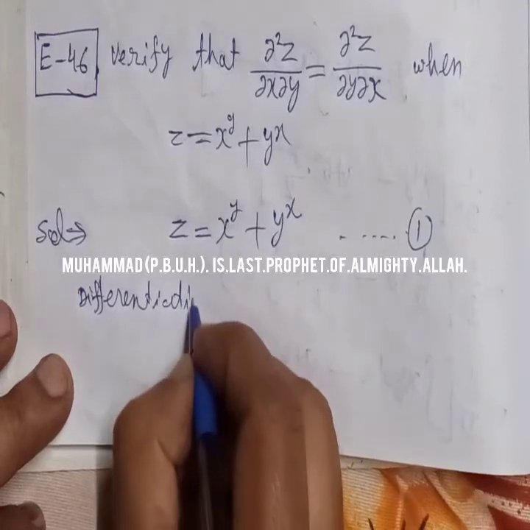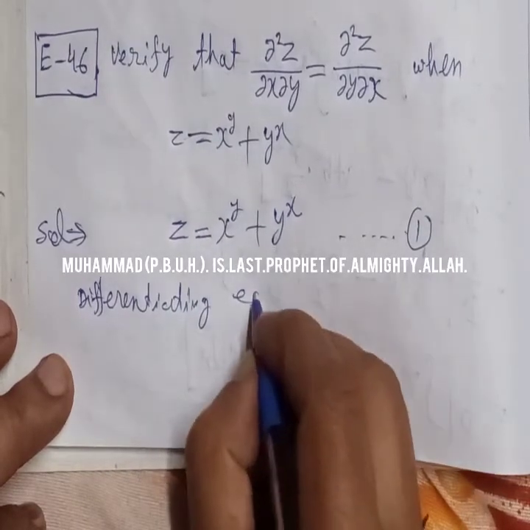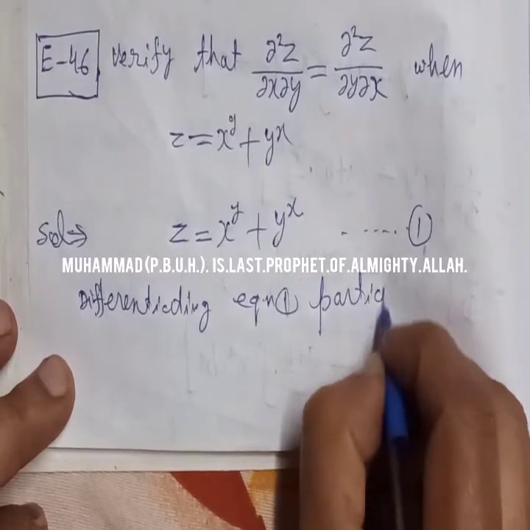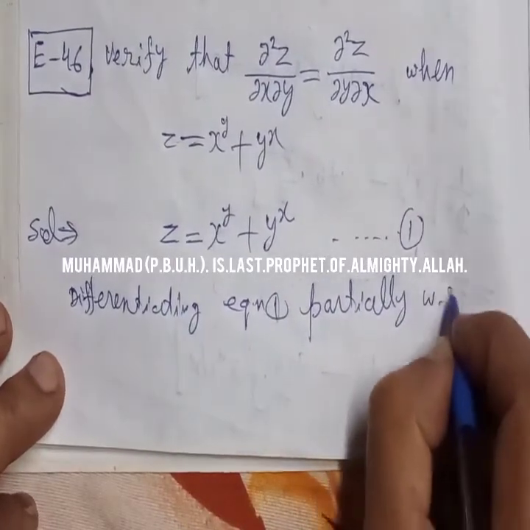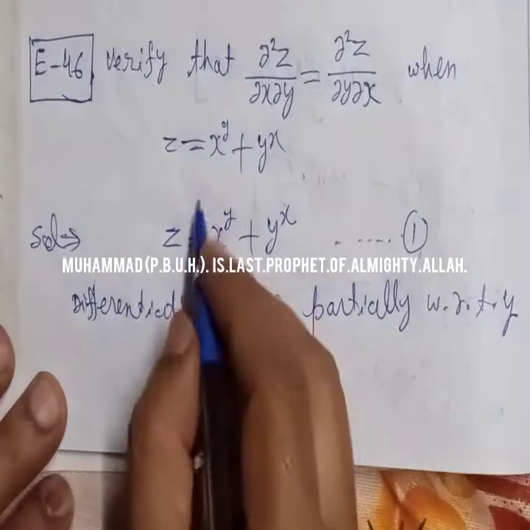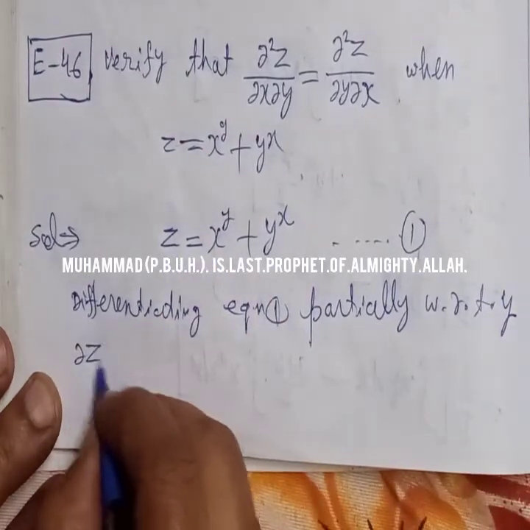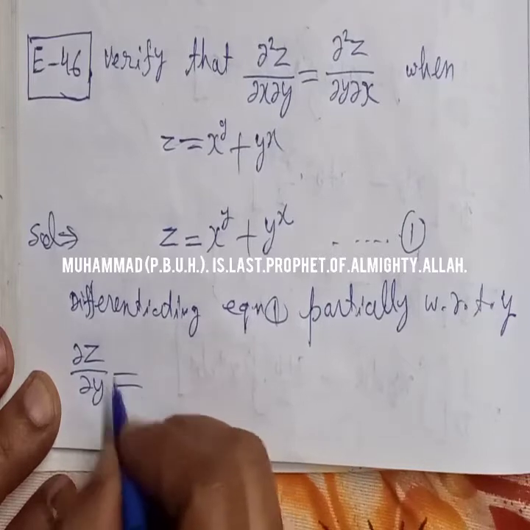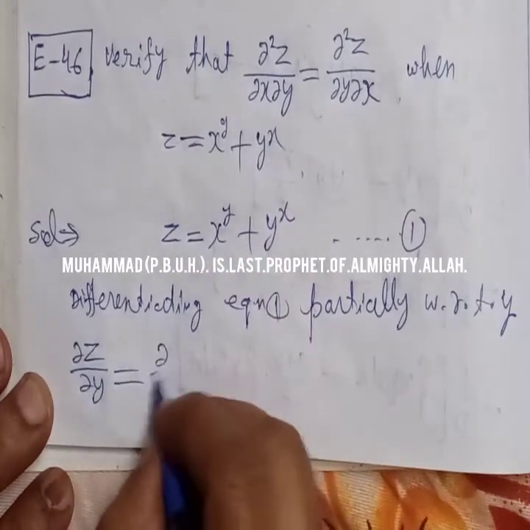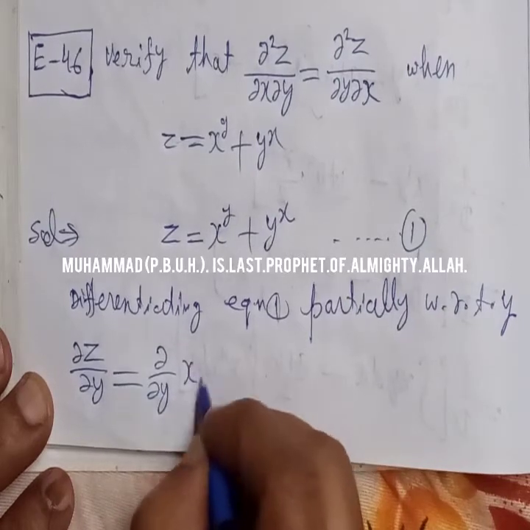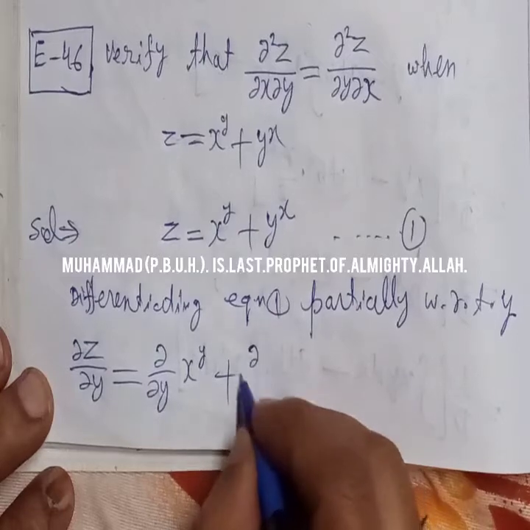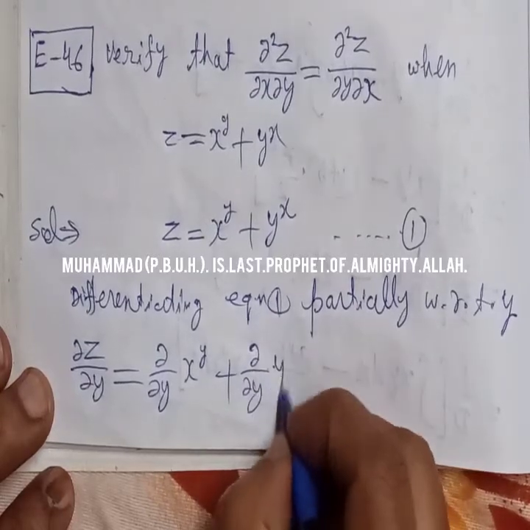Differentiating equation 1 partially with respect to y. So differentiate z with respect to y, we will get in left hand side, and differentiation of x to the power y with respect to y, and also differentiation of this term with respect to y, y to the power x.